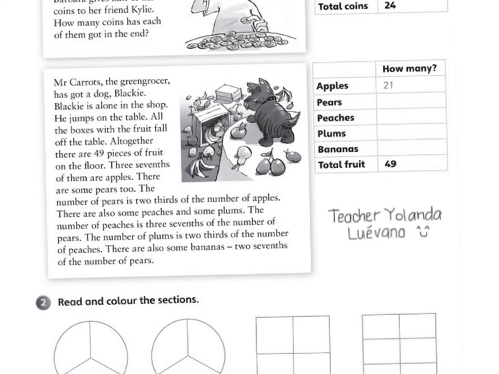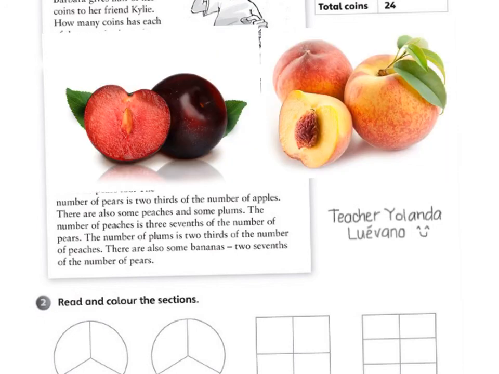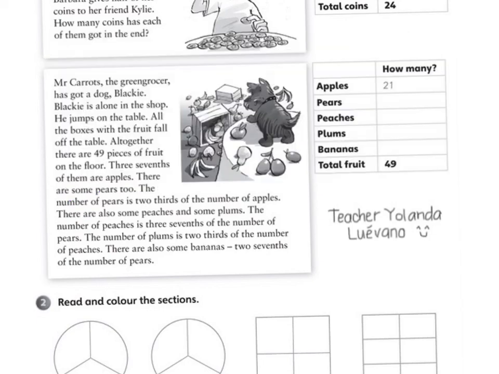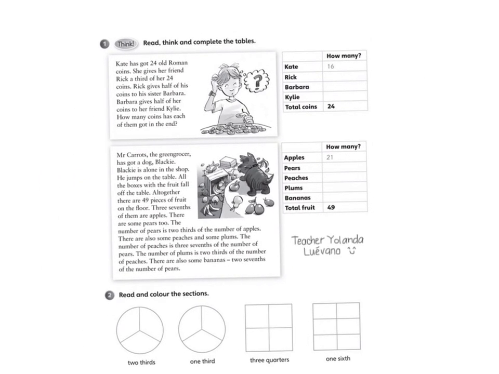There are also some peaches and some plums. The number of peaches is 3/7 of the number of pears. The number of plums is 2/3 of the number of peaches. There are also some bananas, 2/7 of the number of pears. In case any of you is wondering, okay, these are plums and these are peaches, okay?